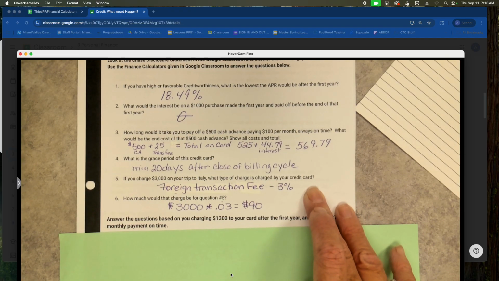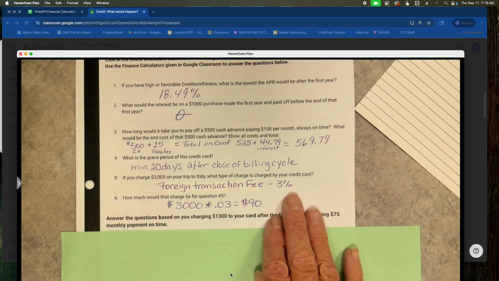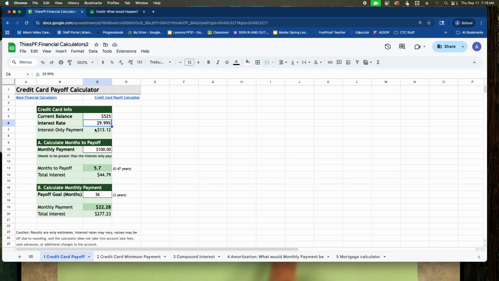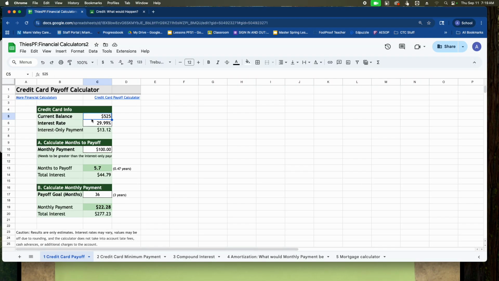Okay, the next questions, answer the questions based on charging $1,300 to your card after the first year and making $75 monthly payments on time. You're going to go down here and use this calculator. You're going to plug the $1,300 in. The $75, that's how much you're paying. So I would end up putting in my $1,300 here and my 75.